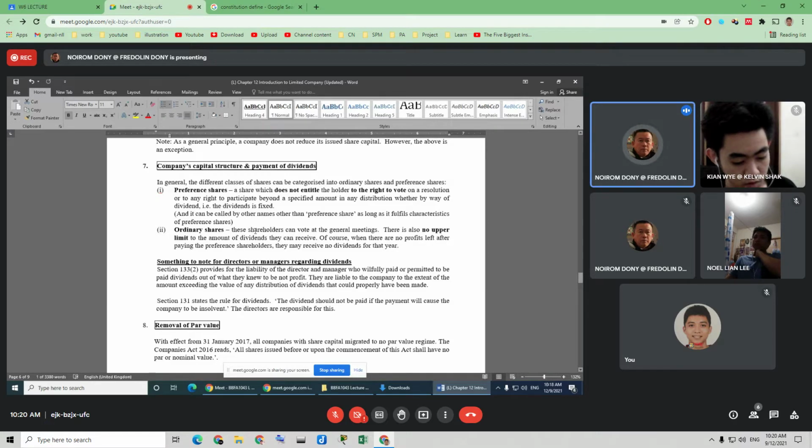So if the company is not profiting, incurring losses for 3 consecutive years, the company is not obligated to pay any dividend to the ordinary shareholders. So that is the disadvantage. But if the company is profiting, they don't have an upper limit, a maximum. Of course, when there is no profit left after paying the preference shareholders, they may receive no dividend for that year. So that is the risk.